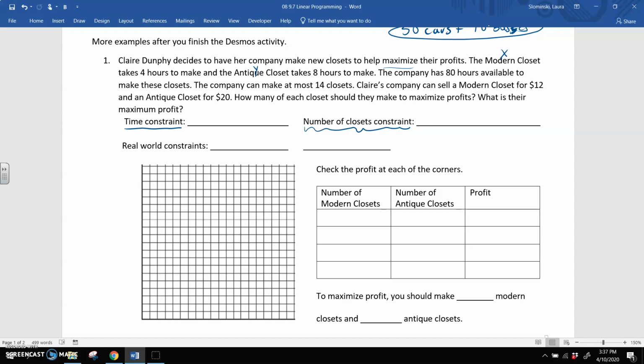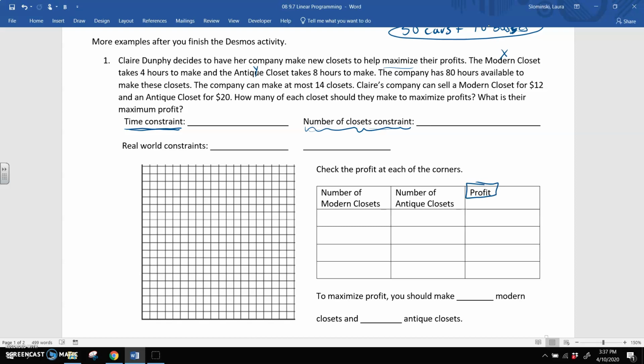So I always like to read the problem once, kind of figure out what my constraints are, figure out what my variables are, and then I go back. And now this time, I'm going to underline anything that's about time, squiggle under anything that's number of closets, and I can't forget, ultimately, I care about profit. So I'm going to put a box around anything about that.